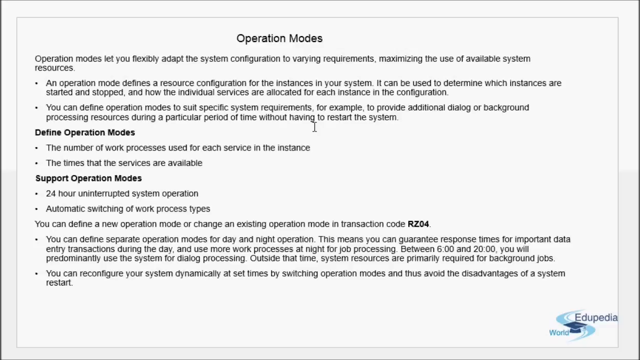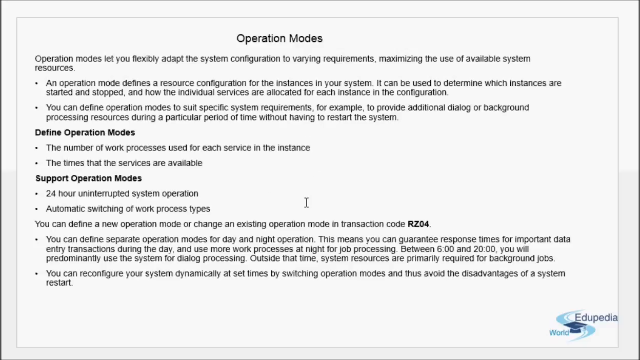Now, if during a particular period of time, say during the daytime or during the night time, you want additional dialog or background resources, say I want more dialog work processes in the day. In the night time, users don't directly log on to the system, so the dialog logins will be less. The system can be used to run batch jobs, so during that time we might require more background work processes. This adjustment can be done using operation modes without restarting the system.